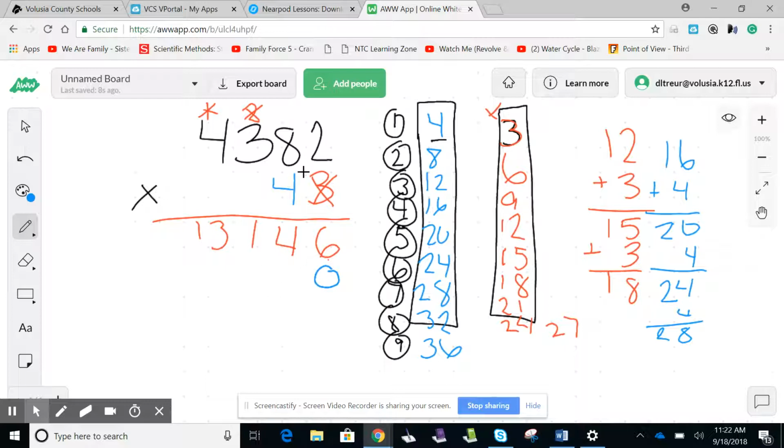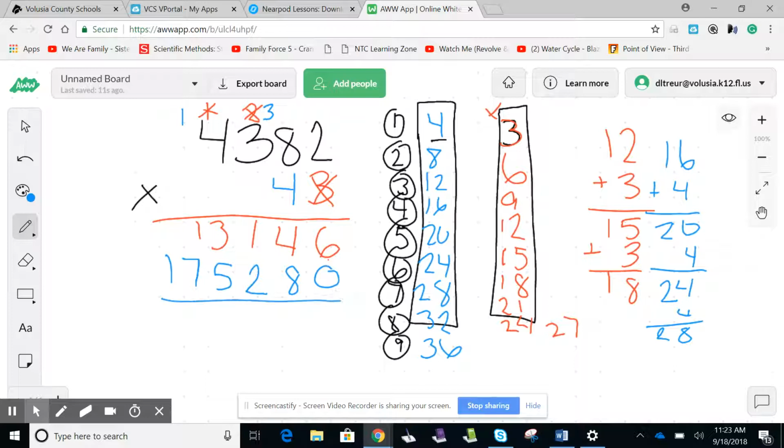4 times 2 is 8. Then 4 times 8. And again, if I have trouble, I've written my numbers right there. It's 32. So I put my 2 here, and I carry my 3. And this is one that people struggle with a lot because they have to go back and make sure they take turns with every single one. 4 times 3 is 12, plus 3 more is 15. You put your 5 there and carry your 1. And then 4 times 4 is 16, plus 1 more is 17.